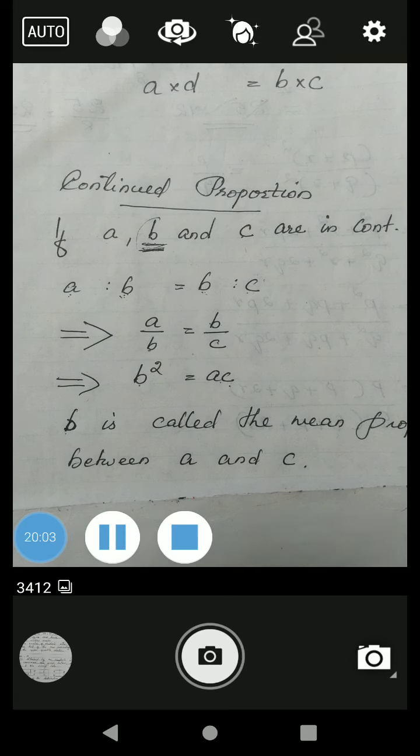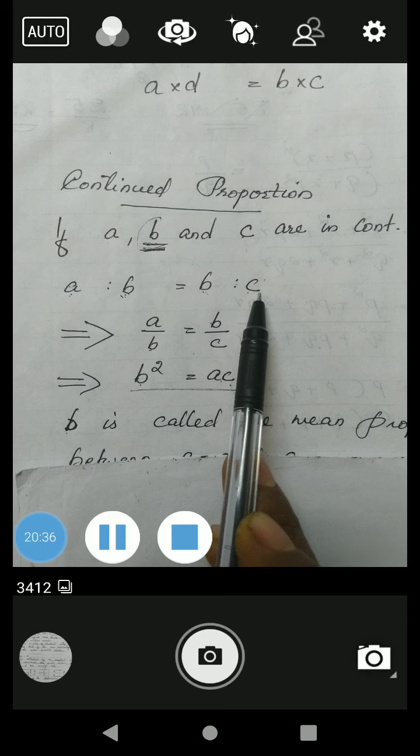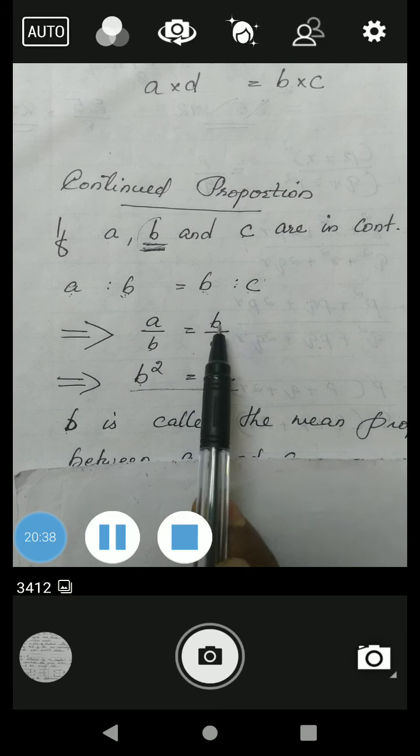So today we learned ratio and proportion. Okay. If proportion you have and composition of ratios also. And what is proportion? If A, B, C and D are in proportion, we can write A is to B equal to C is to D. If A, B, C are in continued proportion, we can write B square is equal to AC, or A is to B equal to B is to C, and A by B equal to B by C.